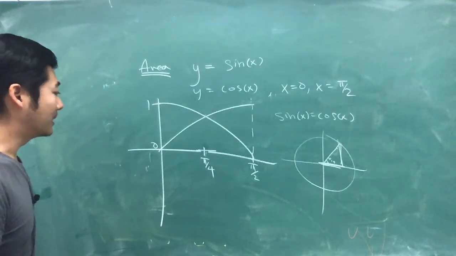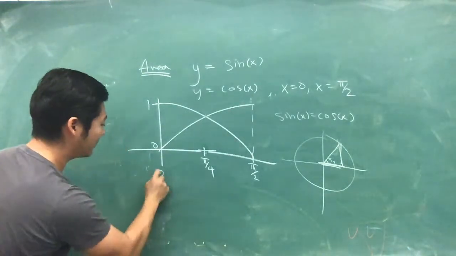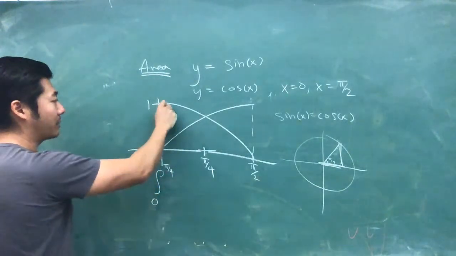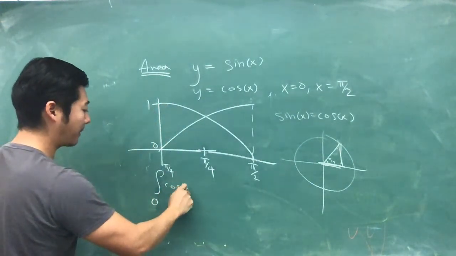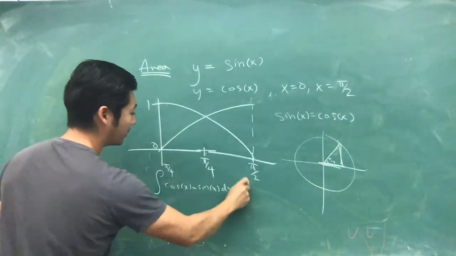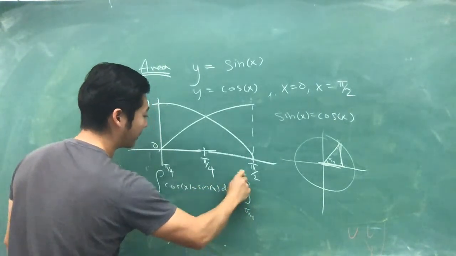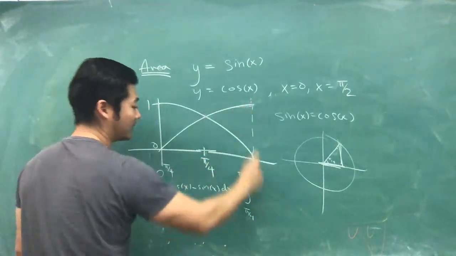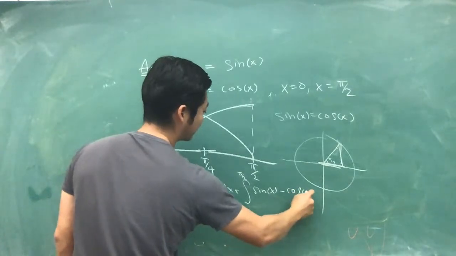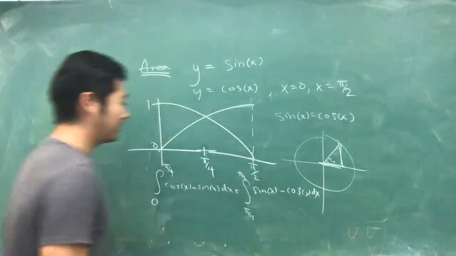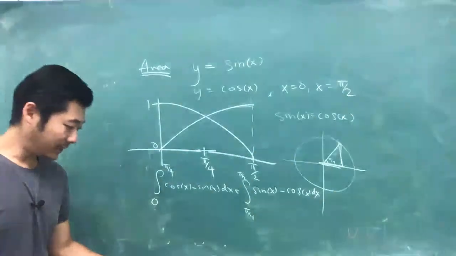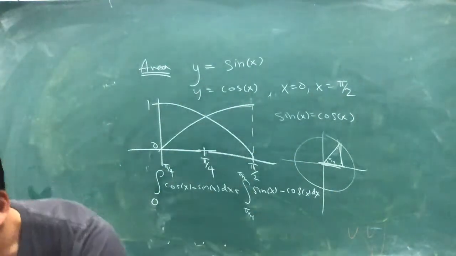And then to find this area, you just integrate from 0 to pi over 4 of the top curve, which is cosine, minus the bottom curve, plus pi over 4 to pi over 2. And then the top curve changes, so sine x minus cosine x dx. So if you integrate this, then you'll get your answer. Okay.